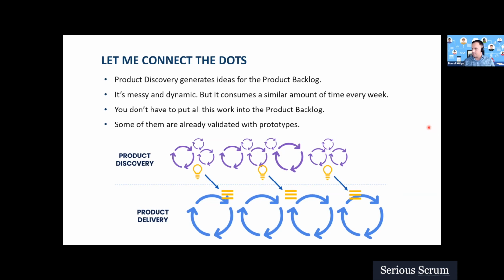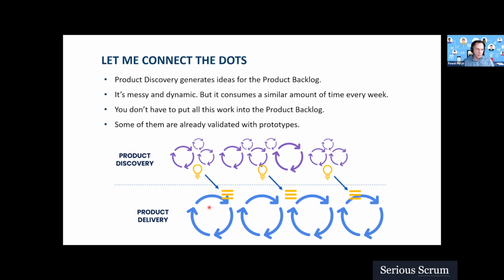So I draw it like this. There is the product discovery. We generate some ideas. We validate some of the ideas. We validate assumptions, the riskiest ones, and we can place them into the product backlog.